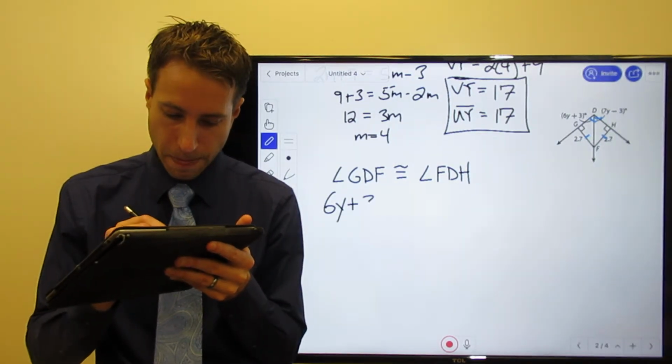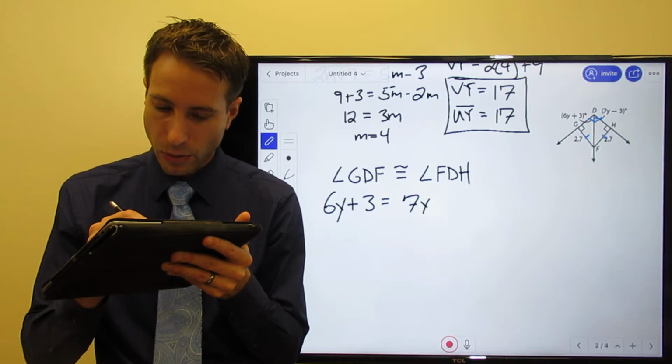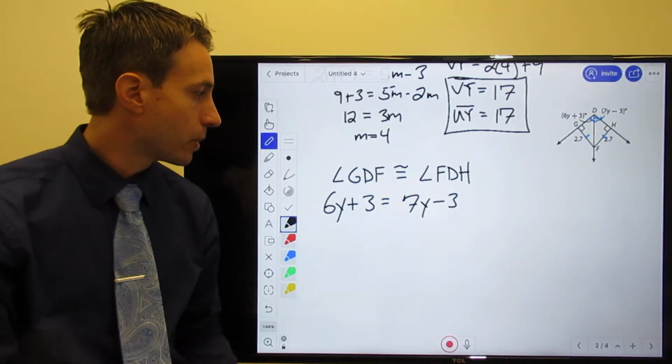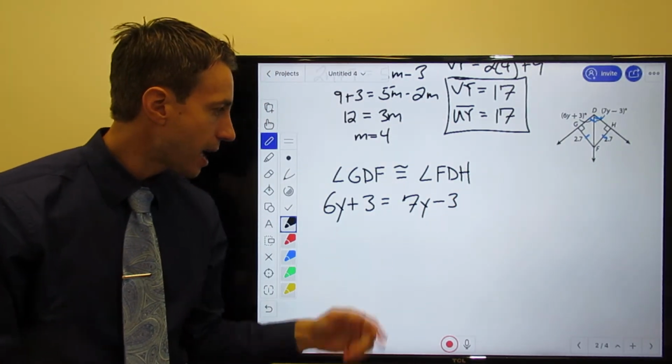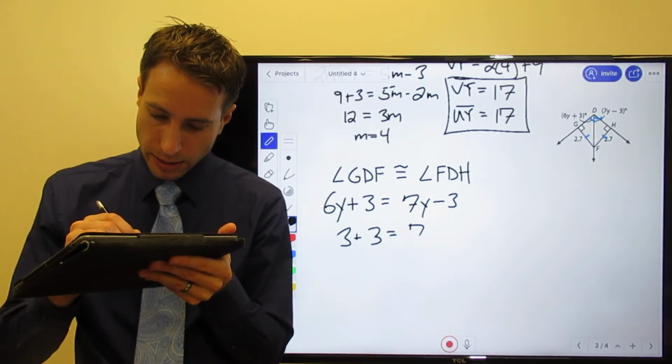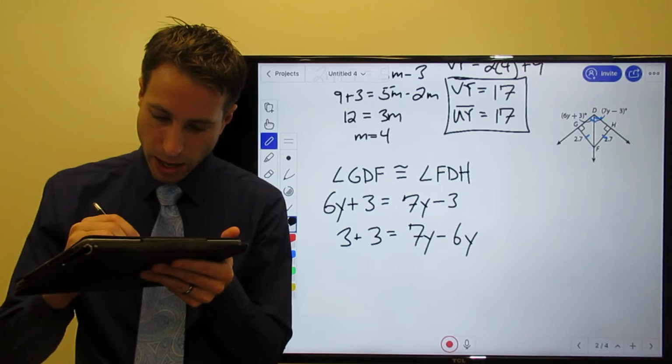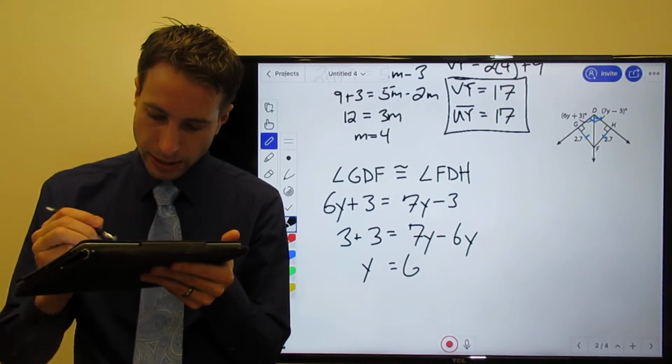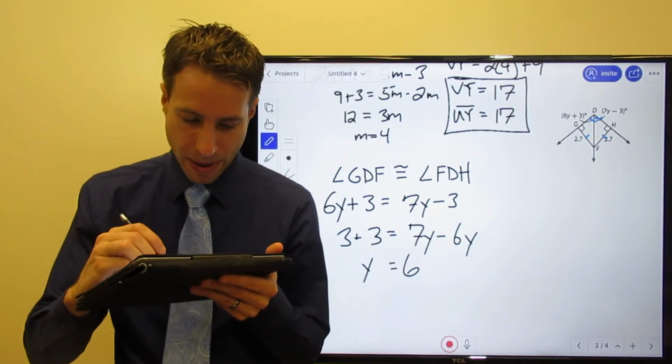6y plus 3, 7y minus 3. All right, here we go. I'll subtract 6y, add 3. So 3 plus 3, 7y minus 6y, which means y is equal to 6. Let's plug that back in.